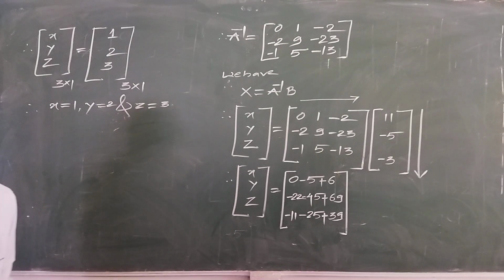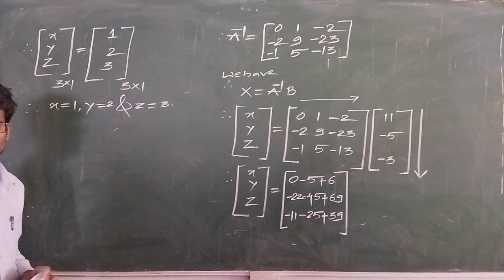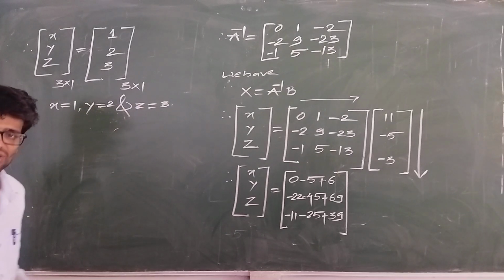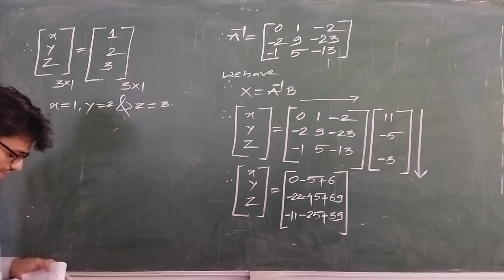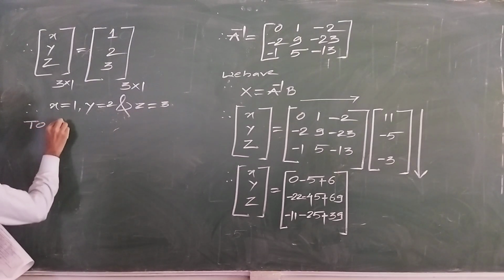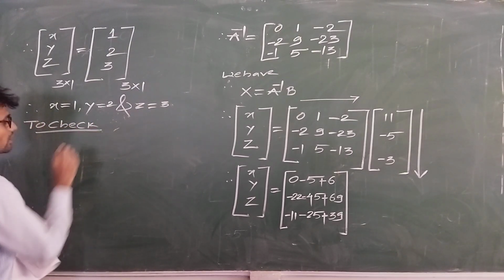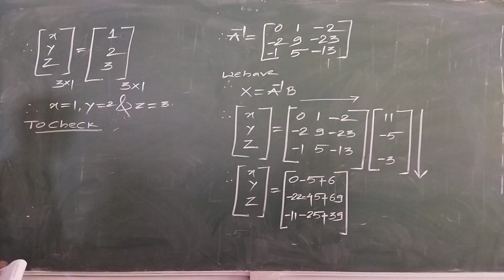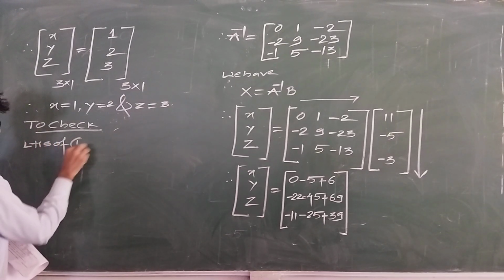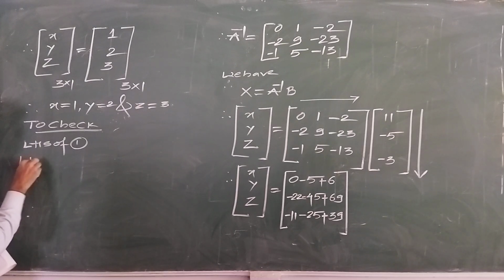Now after getting the values of the variables, we do verification. You identify whether the obtained values of x, y, z are correct or not. So go for verification. I will write here: to verify or to check. While doing verification, you take the LHS of equation 1.